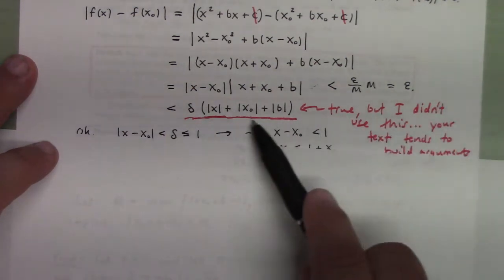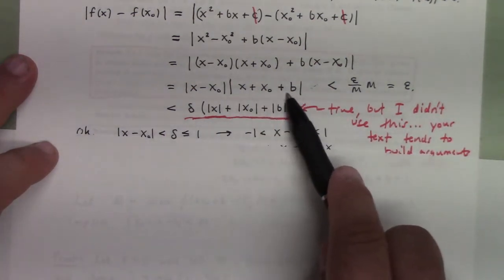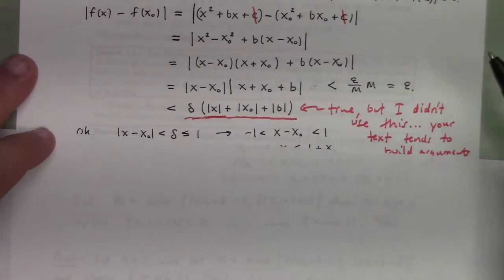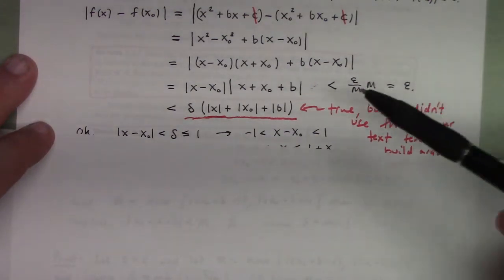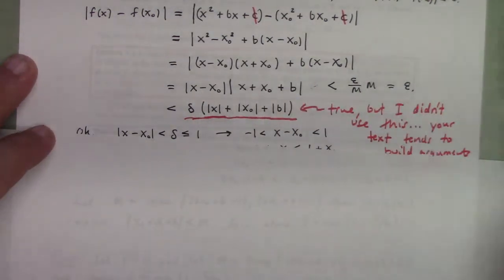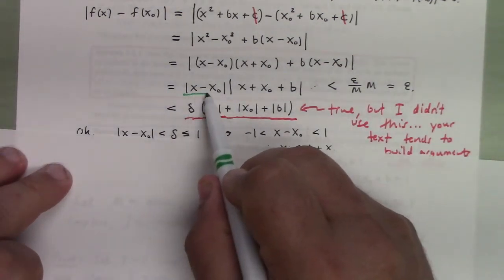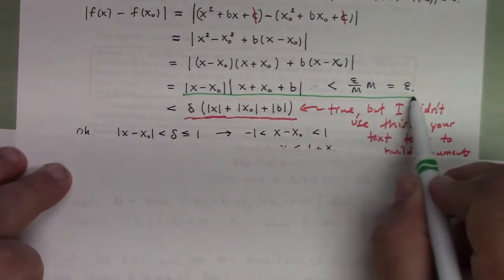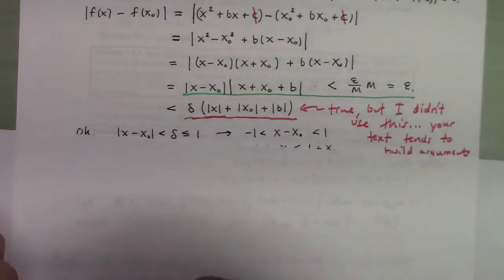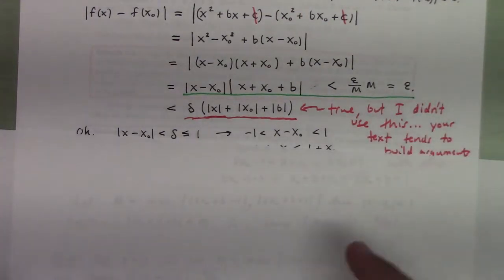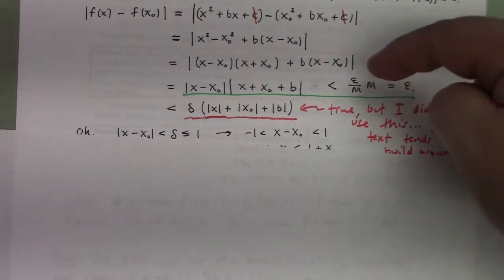Your book tends to build arguments off applying the triangular inequality to that term and then doing stuff, but I just prefer to work from the line I'm about to underline in green. So my logic actually flows along this line here. Again, I haven't explained what M is yet. So this stuff down here told me to put M up there, right?